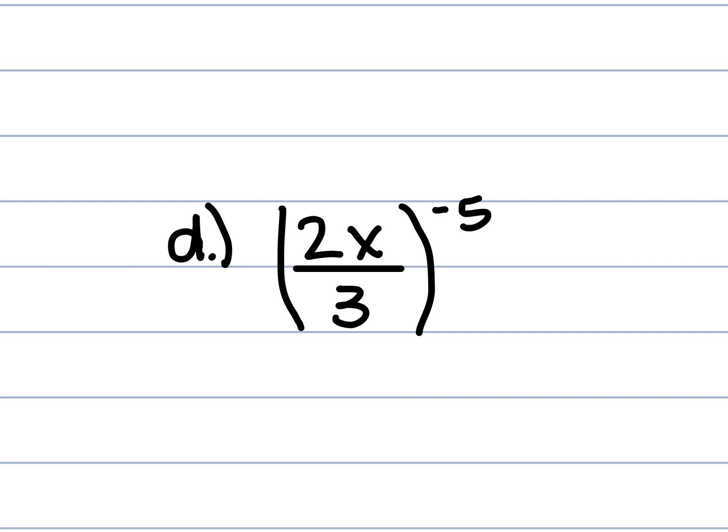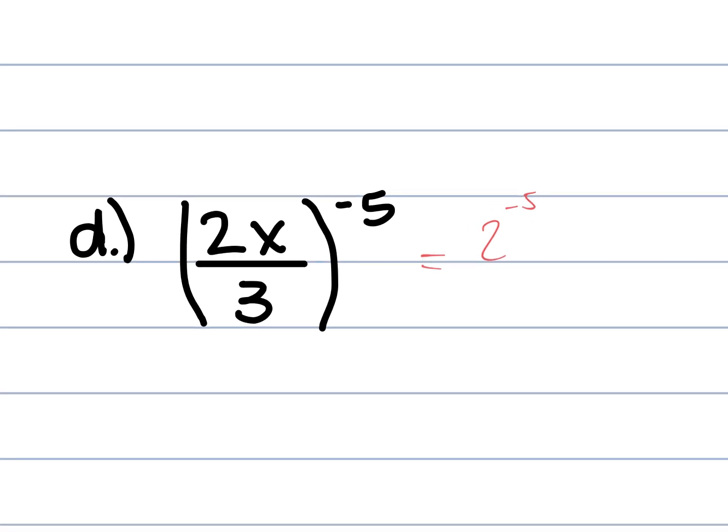Should we get really excited that there's a negative exponent? Absolutely. We should get so excited about it, because it's not anything different than what we're used to. I take this negative 5 and it becomes the exponent of 2x and 3. So it's going to be 2 to the negative 5, x to the negative 5, over 3 to the negative 5.